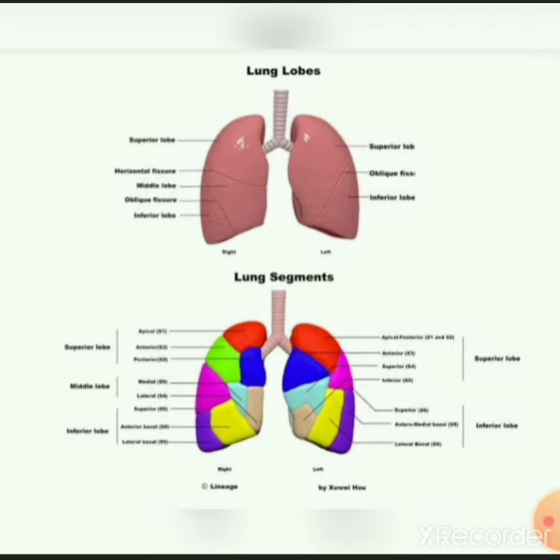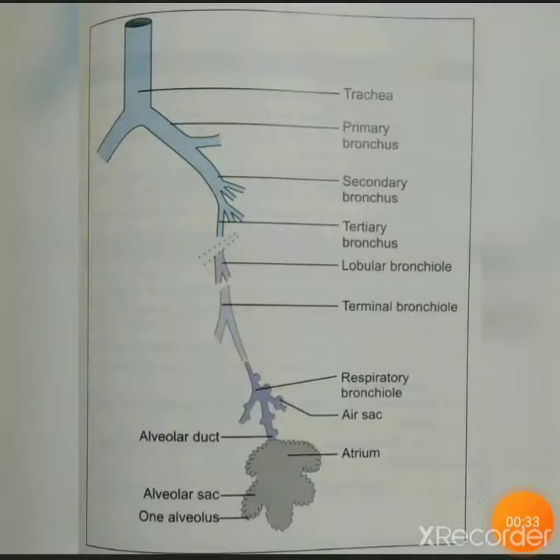In the second picture you can see the color-filled segments. Now, you don't have to study the segments for histology, you just have to understand them. So the lung divides into lobes, and secondly it divides into segments.